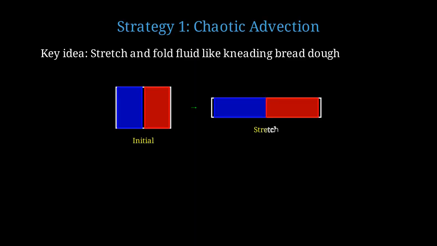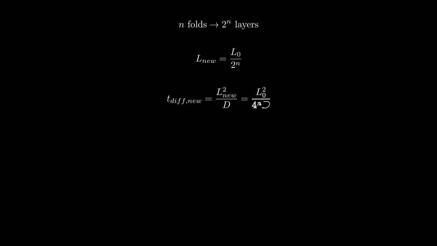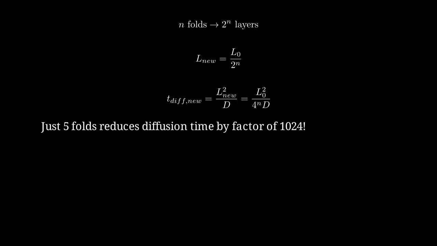Here's the concept visually. Start with 2 fluids side by side. Stretching elongates the interface between them. After n stretch and fold operations, you have 2 to the n layers. The layer thickness becomes the initial thickness divided by 2 to the n. The diffusion time decreases dramatically, as L naught squared over 4 to the n times D. After just 5 folds, you have 32 layers, and the diffusion time is reduced by a factor of 1024. This is exponentially faster mixing.